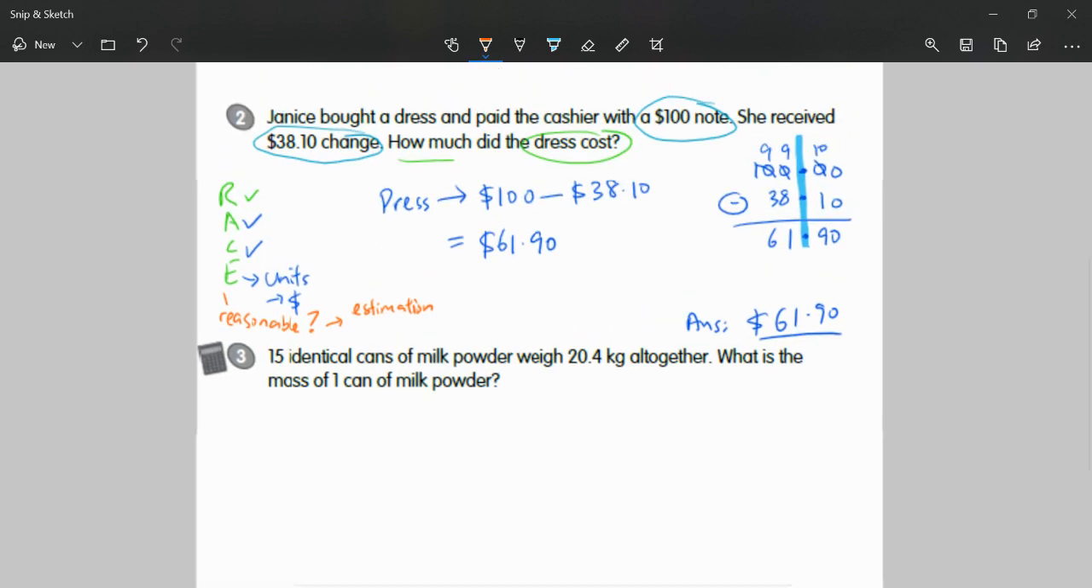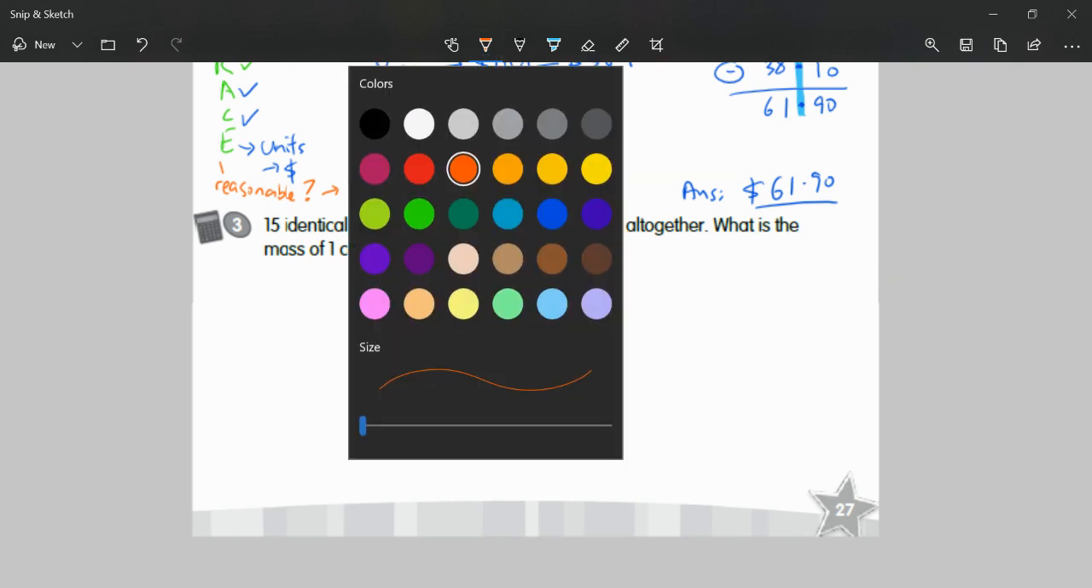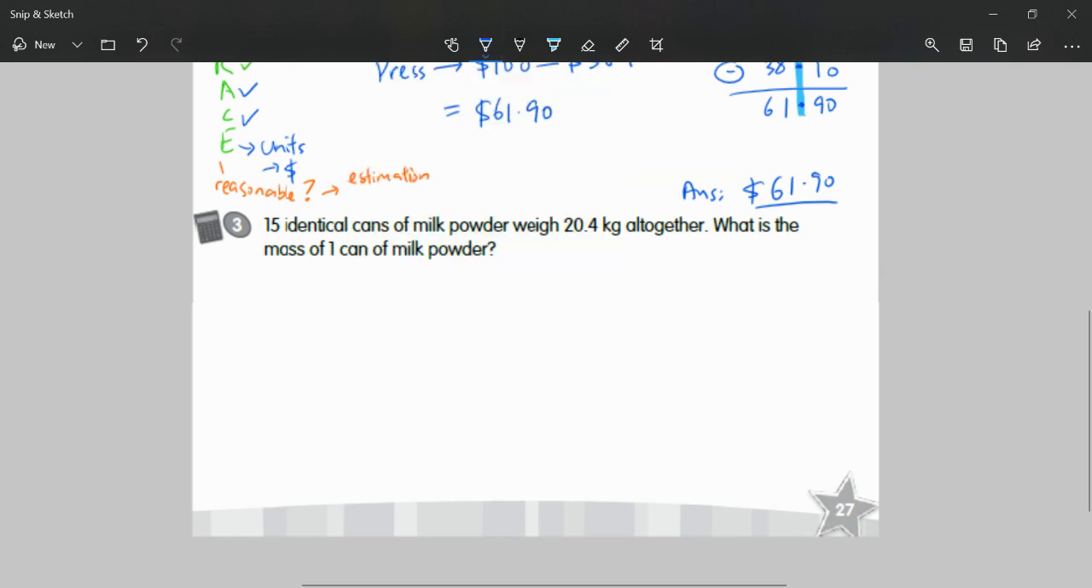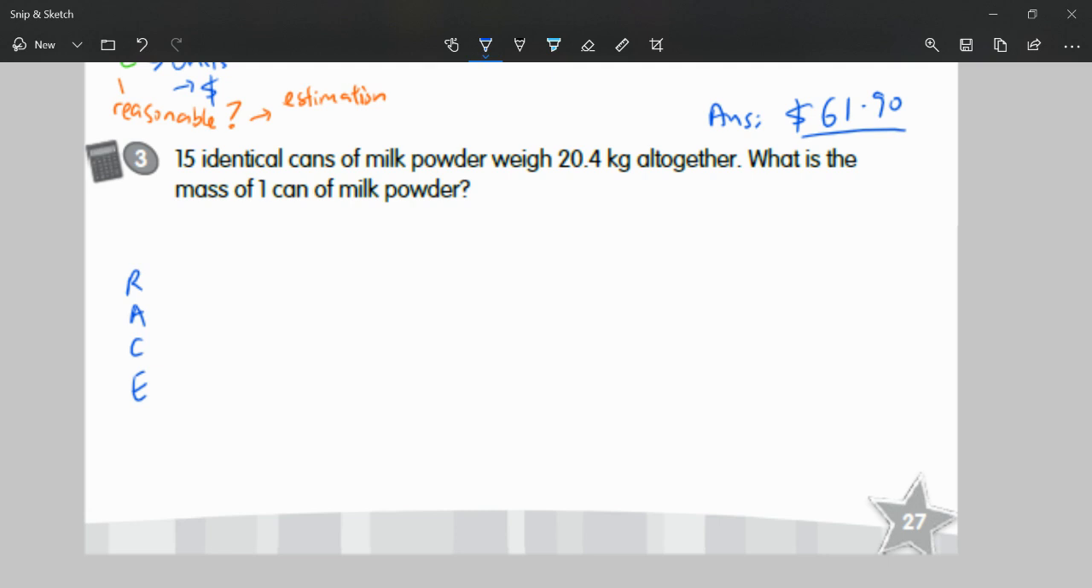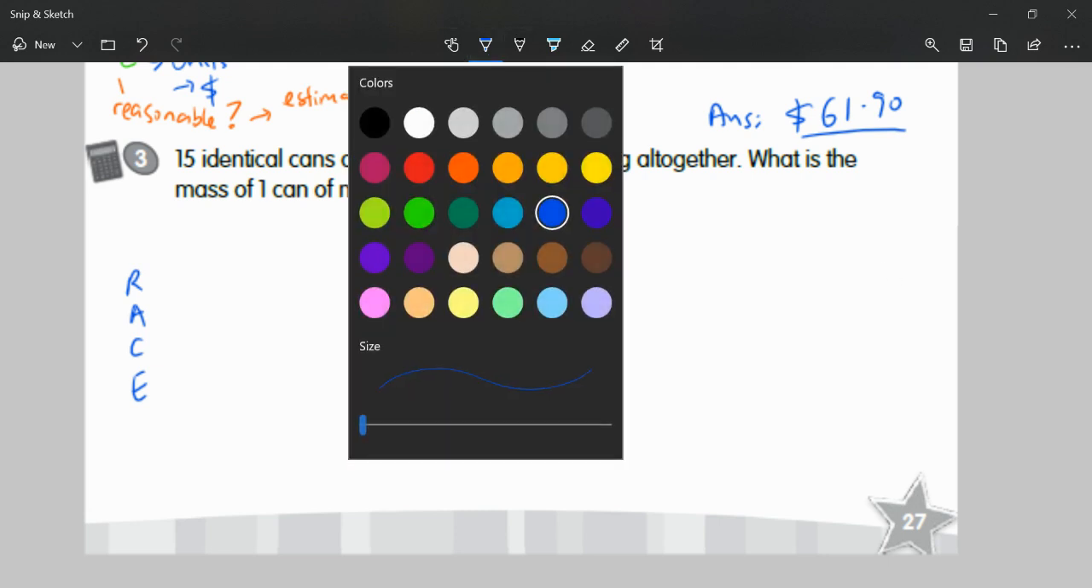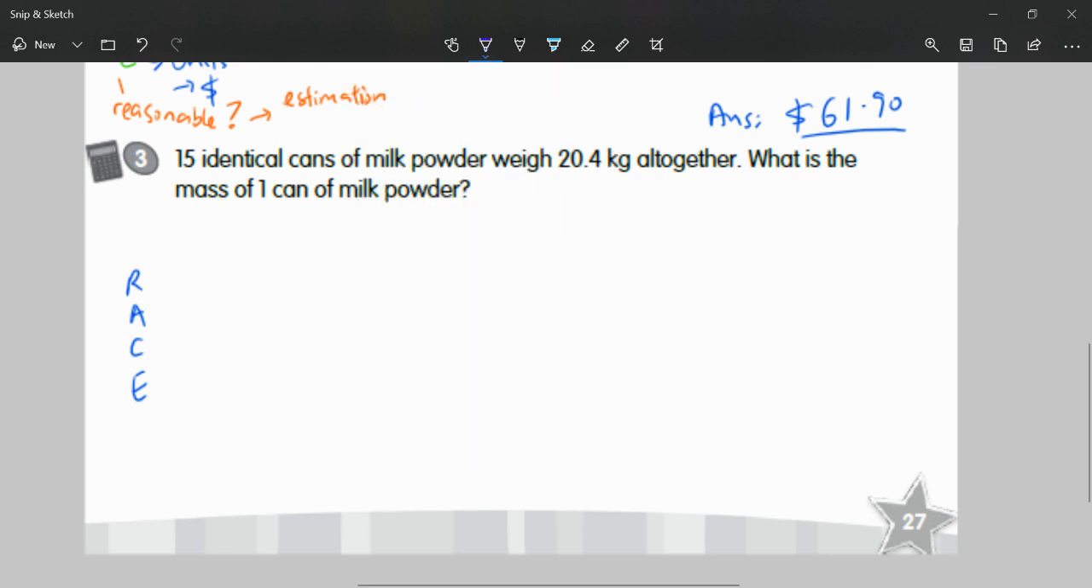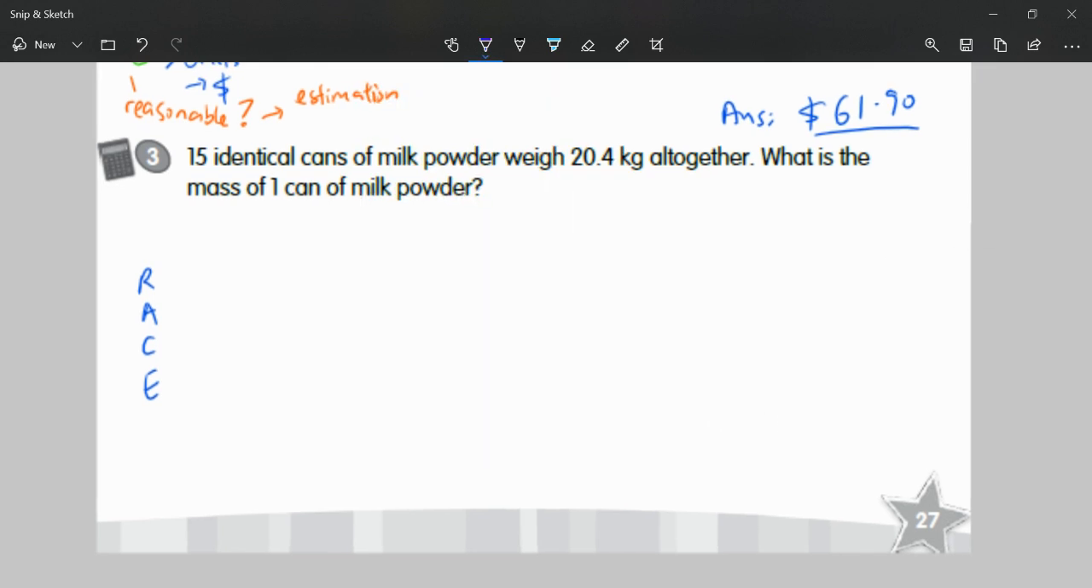Page 27, level 1, question 2. Let's just go on to the next one. Okay, these are the level 1 questions, so I can go a little bit faster on that. Okay, write my working here. 15 identical cans of milk powder weigh 20.4 kilograms together. Let me use another color pen so that you'll be able to see. Once in a while, different colors make it look interesting. But I suggest when you're writing, stick to one pen color for writing. But for annotations, you can always use different colors.